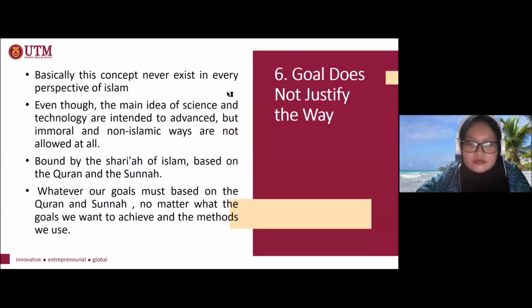Then number six, the goal does not justify the way. Basically, this concept never exists in every perspective of Islam. Even though the main idea of science and technology is to advance, immoral and non-Islamic ways are not allowed at all. Bound by the Sharia of Islam, based on the Quran and the Sunnah, whatever our goal, it must be based on the Quran and Sunnah, no matter what the goal we want to achieve and the method we use. Next.